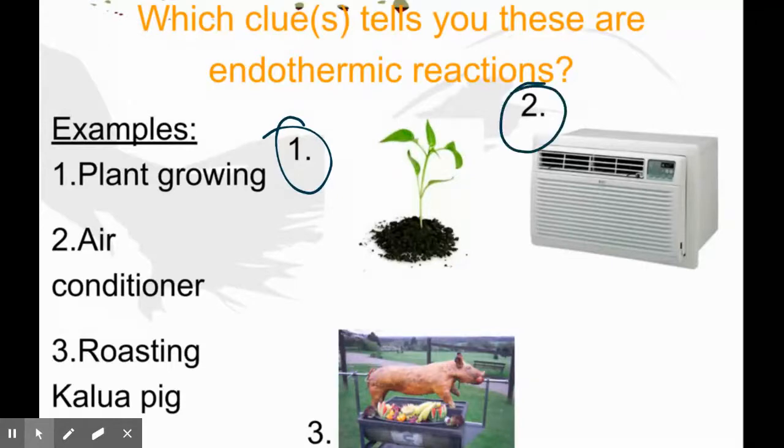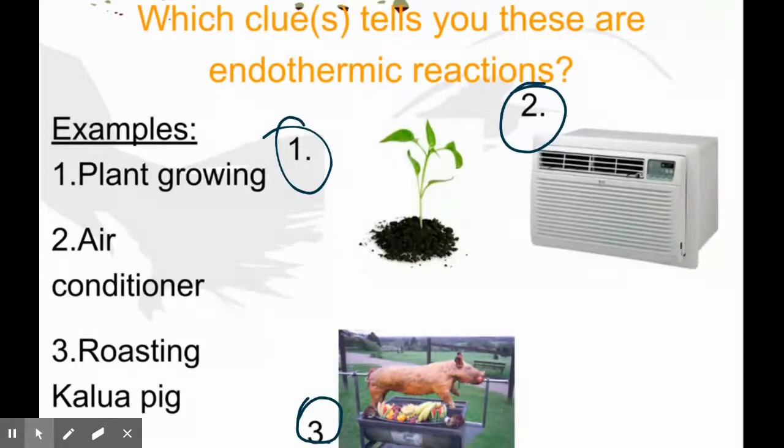For an air conditioner, it's making its surroundings feel colder, which means it's absorbing heat. So making its surroundings feel colder is a clue that it's an endothermic reaction. And then here is our roasted pig picture for number 3. Anytime you're cooking something, energy is going into whatever's being cooked in order to cook it. So cooking, roasting, any of those types of things are clues that an endothermic reaction is happening.